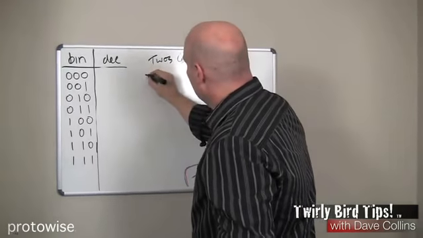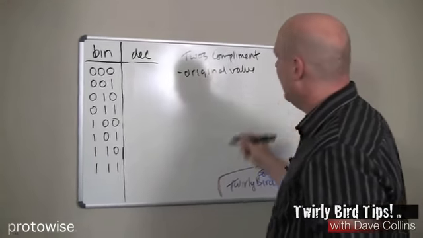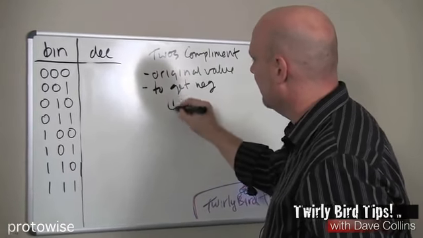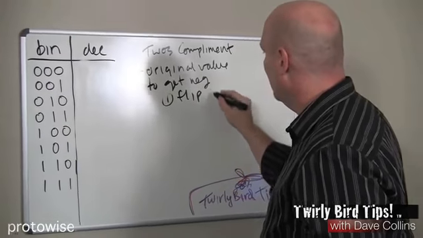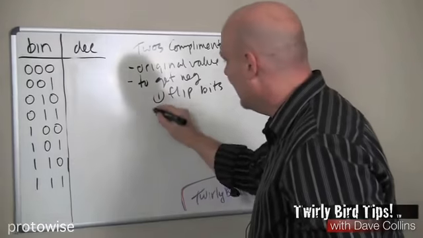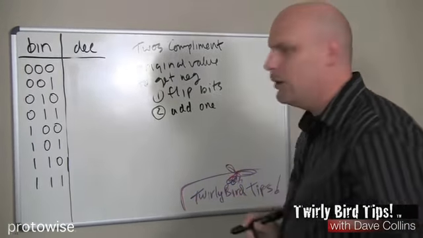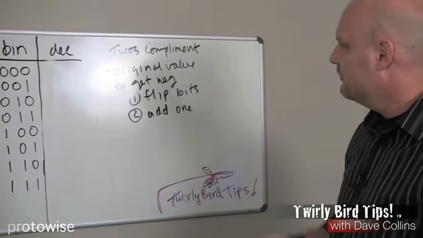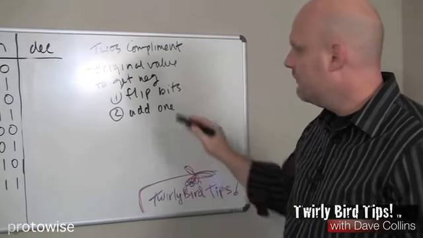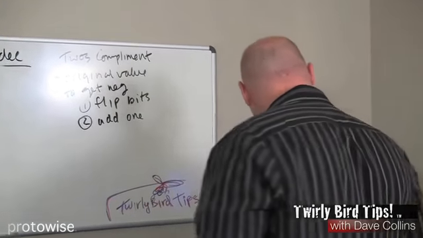With 2's complement, we have an original value, and to get the negative, we do a couple of things. Just like with 1's complement, we flip the bits first. We have another step then. Once we flip the bits, we add 1. That's it. That's all there is to 2's complement. If I have an original value, if I want the negative of that value, I simply flip the bits and then I add 1 to it. And that would be my negative representation.